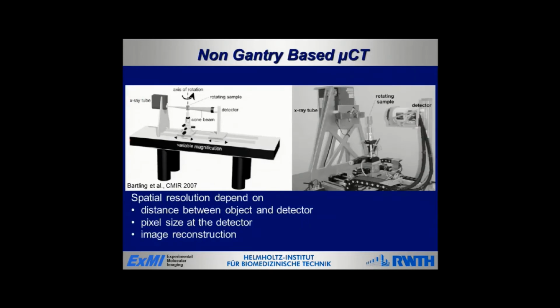Here you have an example of a typical benchtop system for high resolution. You see that in this system you have the X-ray tube and the detector fixed, and the object is in between and rotates in the X-ray beam. You can also move the object to the left or to the right and thus change the distance between object and detector and do some kind of magnification. So in these systems, the spatial resolution mainly depends on the distance between the object and the detector, on the pixel size of the detector, and of course, as always, on the image reconstruction.